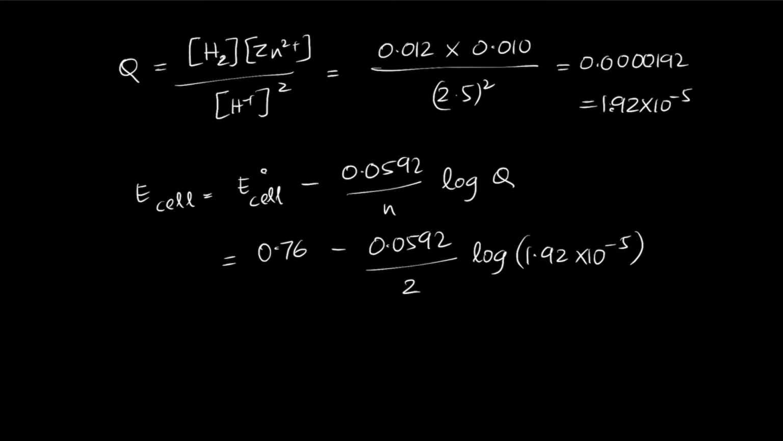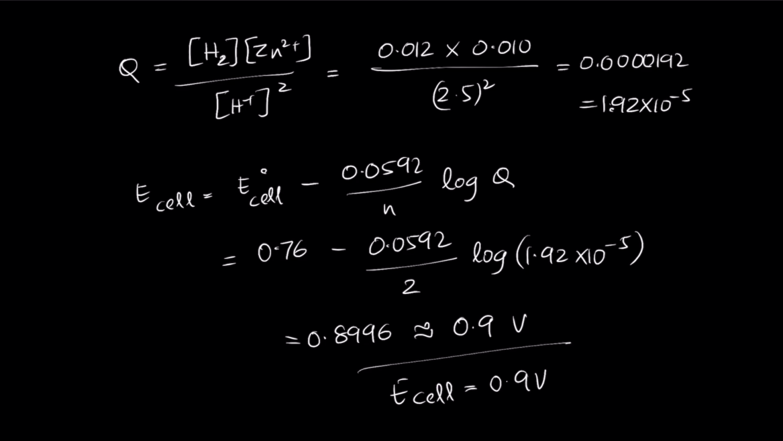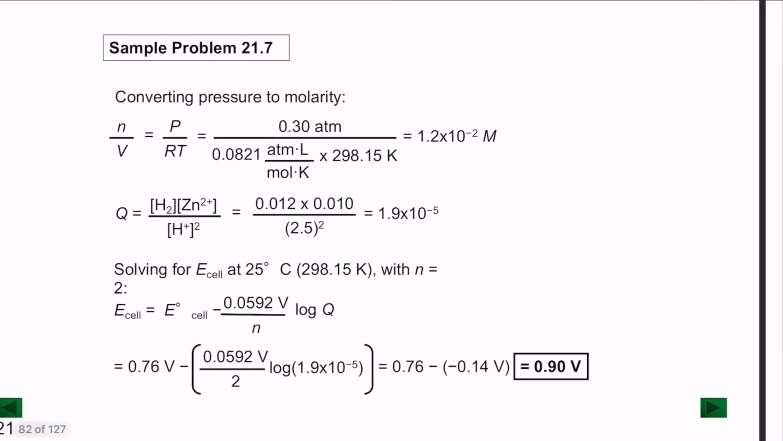So 0.76 minus 0.0592 divided by 2 times log of 0.0000192, which when calculated gives you the final answer. That is 0.8996, which can be written as 0.9 volts. So the non-standard potential is 0.9 volts. This is the potential of the cell.